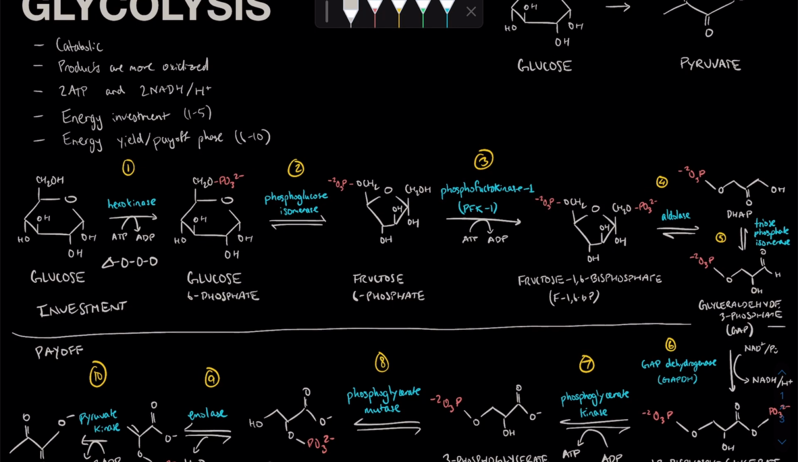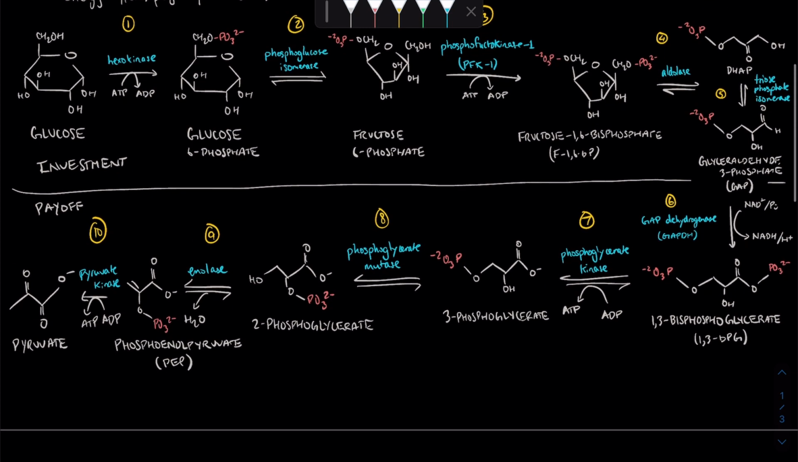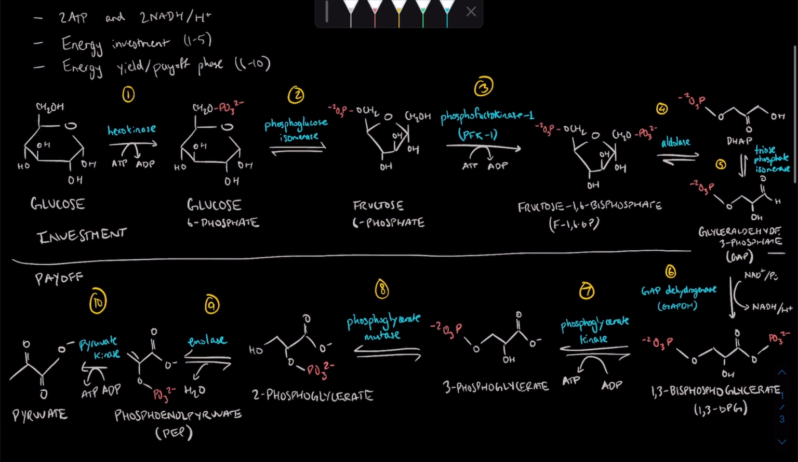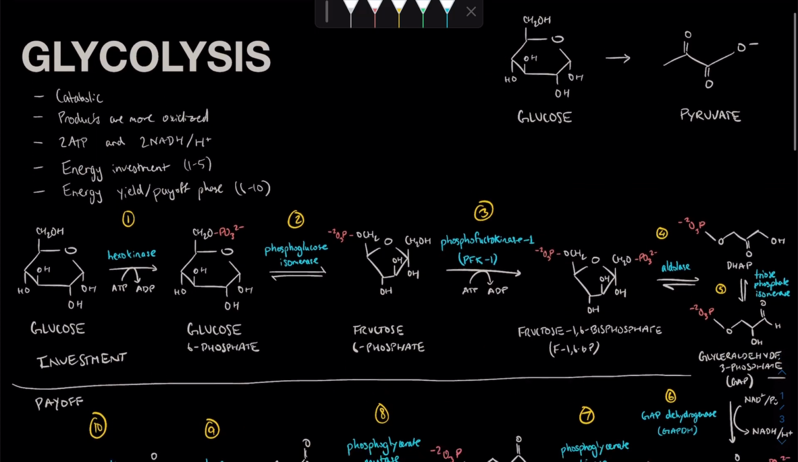In the investment phase, we're going to put in 2 ATP, 1 in our hexokinase step, and 1 in our phosphofructokinase step, because that's where we add in a phosphate and a second phosphate. And then in our yield phase, we're going to make 4 ATP. So we're going to net 2 ATP. And yeah, that's glycolysis.